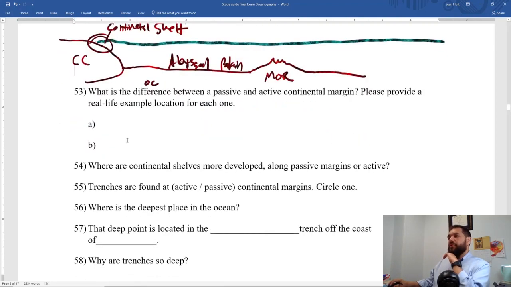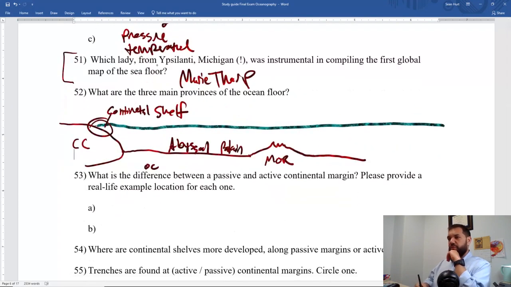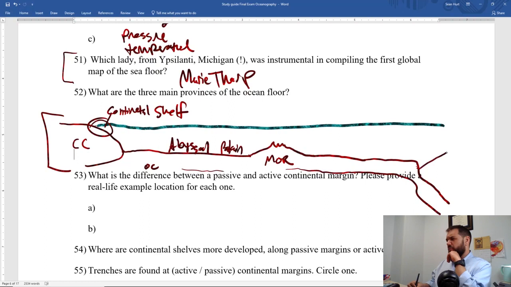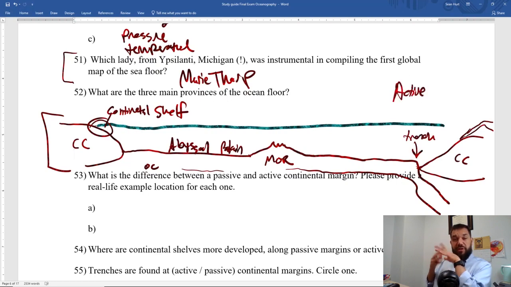Now, what is the difference between passive and active margin? So this would be like a passive margin here, okay? An active margin, there would be subduction going on. So I'm going to draw the ocean crust, right, subducting into the mantle. And at that point, you get a trench. Okay, so here's the continental crust again. I got to make it above sea level. But here you have a trench at the active margin. This is where active plate tectonics is taking place. Subduction zones, for example, are active tectonic margins.